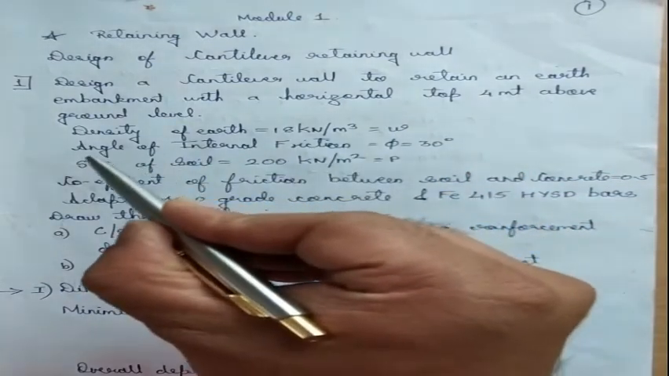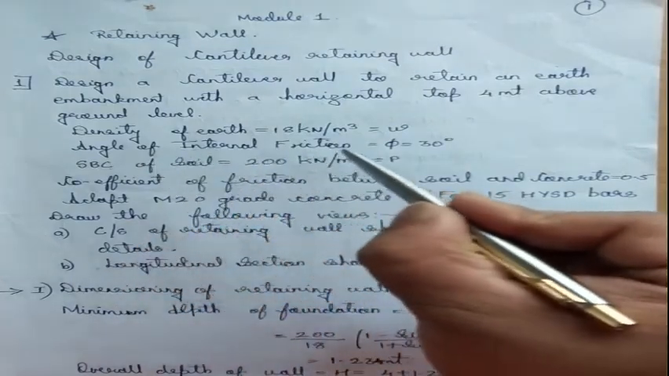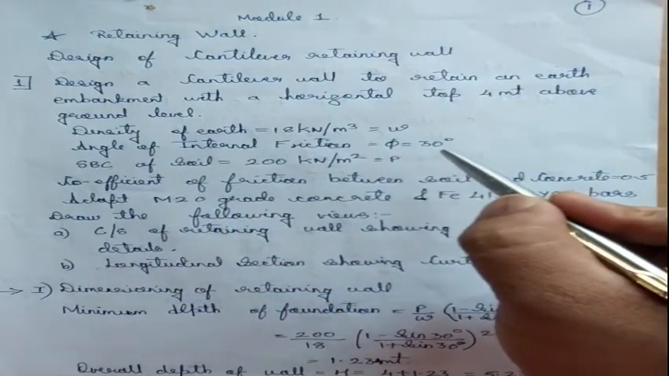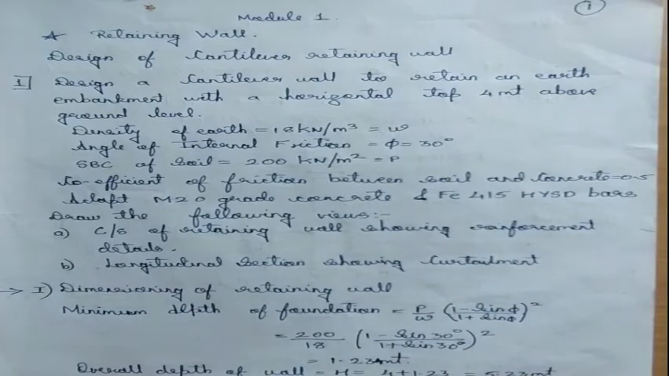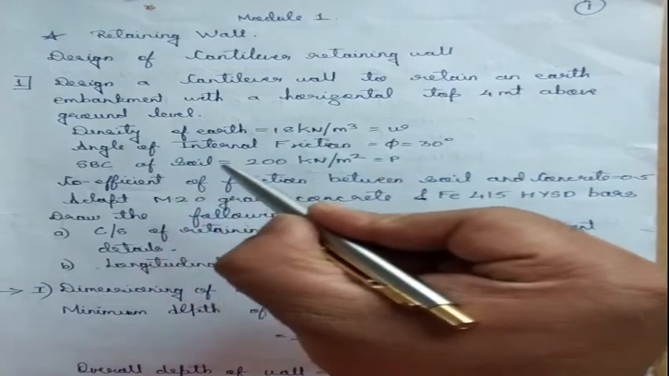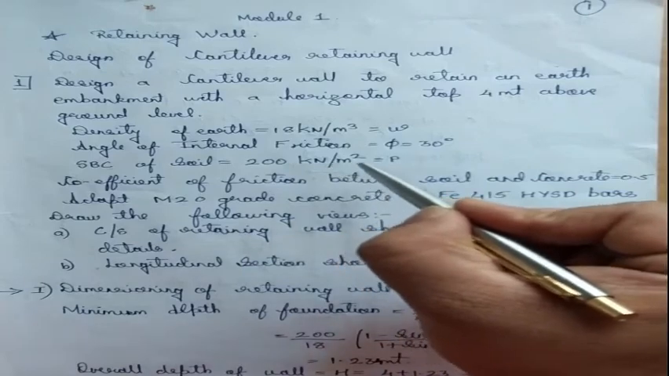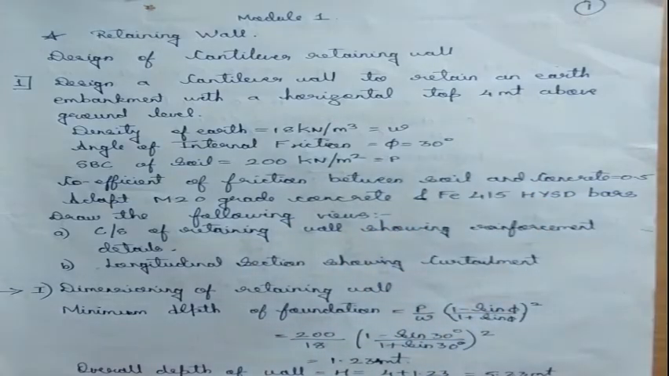The angle of friction, that is angle of internal friction for the soil is given, that is phi, which is 30 degrees. Safe bearing capacity of the soil is given, that is 200 kilonewton per meter square, which I will be taking as P.